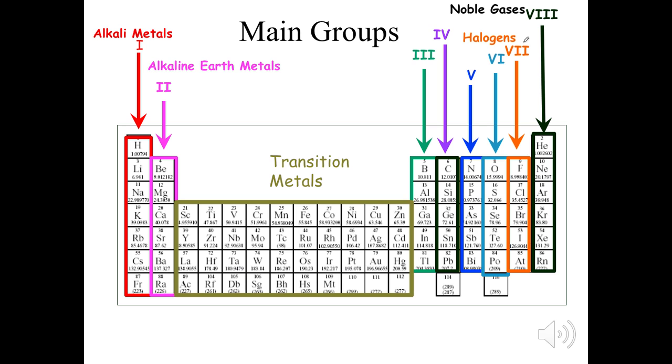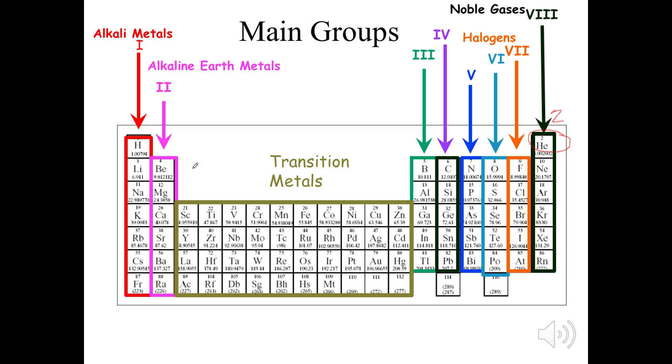Fluorine has 7 valence electrons because it is in group 7. Argon has 8 valence electrons because it is in group 8. The exception to this rule is helium. While helium is in group 8, helium only has 2 valence electrons. Okay?